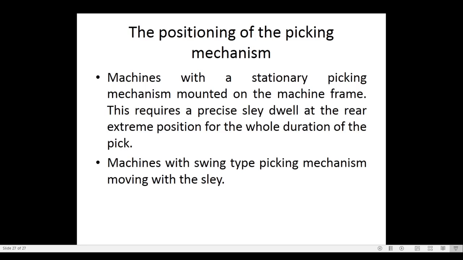So all the machines are of the first type, not the second type. So we have seen the detailed classification of the rapier weaving system.